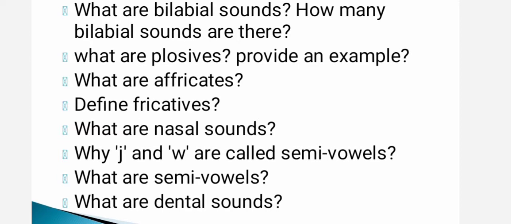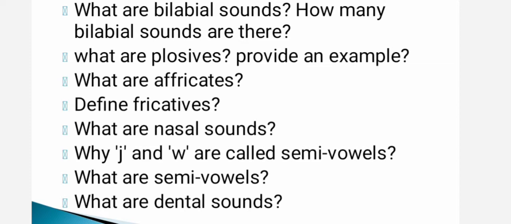Next, why are y and w called semi-vowels? Maybe this is interesting, because most of the students are not aware of what semi-vowels are. Here, w and y are called semi-vowels because the vocal tract is relatively unrestricted. We can simply say it's like a vowel but functions as a consonant. Semi-vowels are produced like a vowel but function as a consonant.